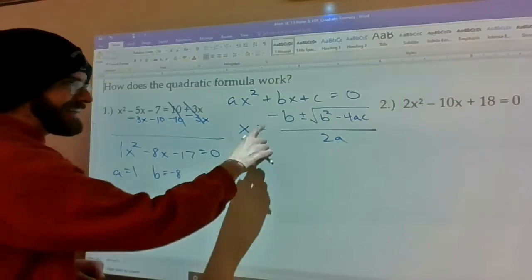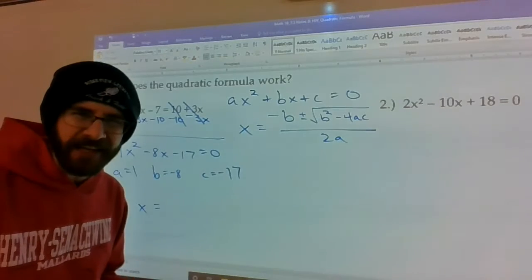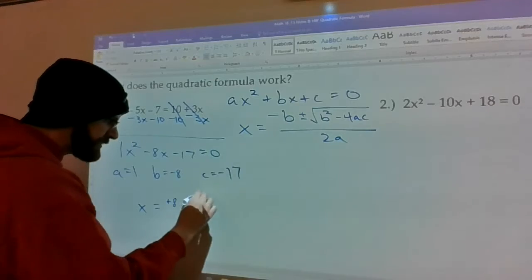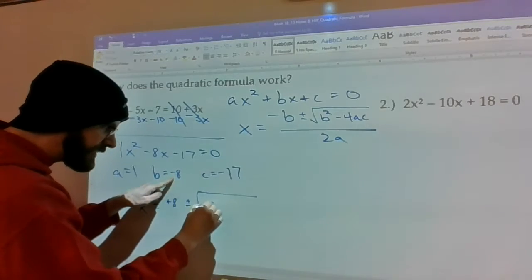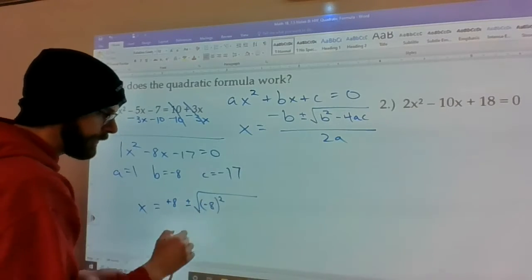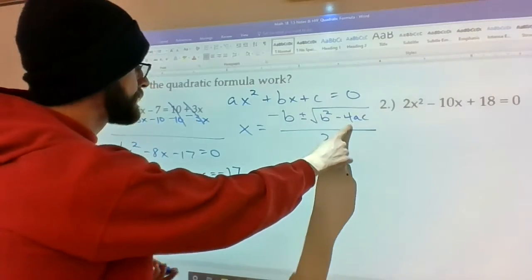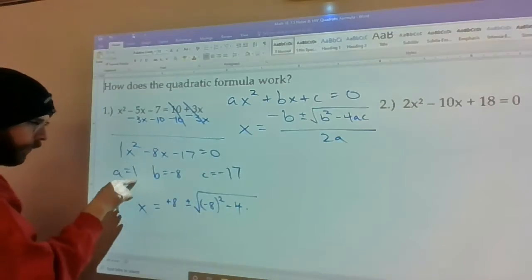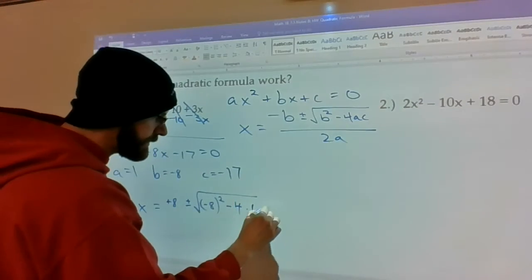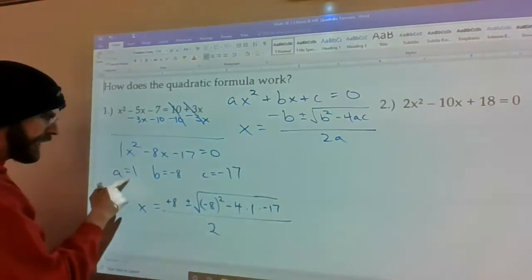x equals negative b. So it's negative, negative 8. What's a negative, negative? It's a positive. So it's positive 8 plus or minus the square root of negative 8. I'm going to put it in parentheses whenever I square or take any power to a negative number. Minus 4. That 4 is always in the formula, okay? a times 1, okay, times c, which is negative 17. All divided by 2a, 2 times 1.